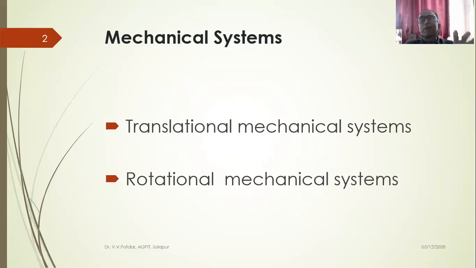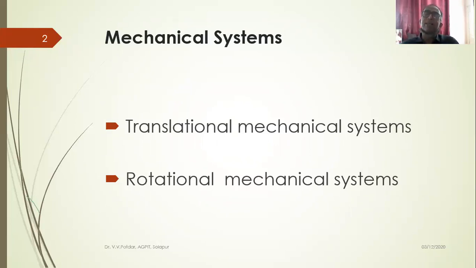Out of that, as per the specifications or the details given in the syllabus, we are supposed to study the mechanical system. That's what they have written. We'll try to cover some other systems also if time permits. So in mechanical systems, we'll basically be studying translational mechanical systems and rotational mechanical systems.